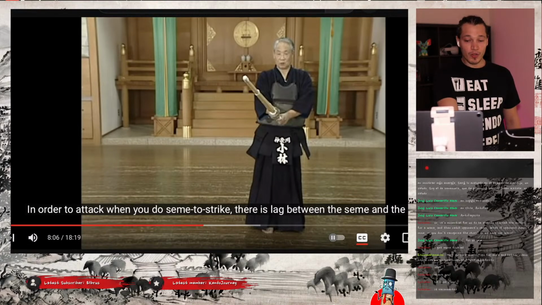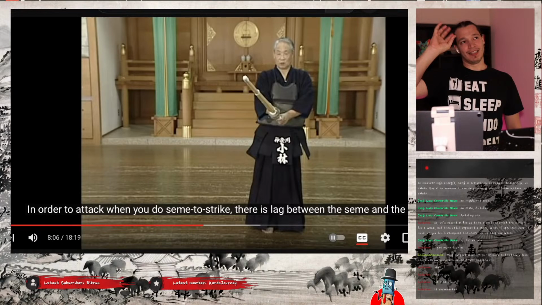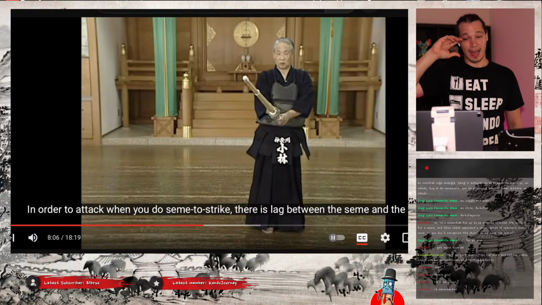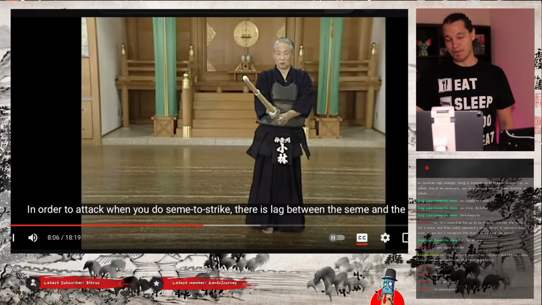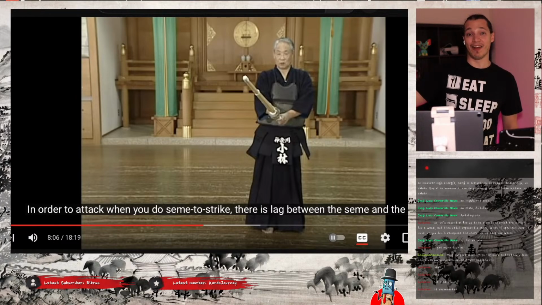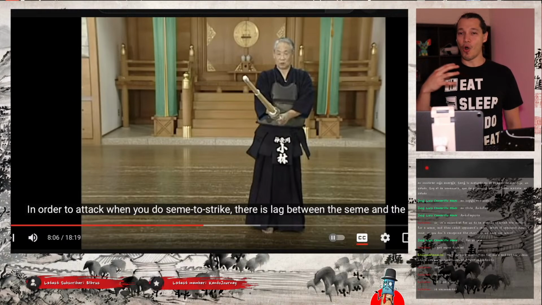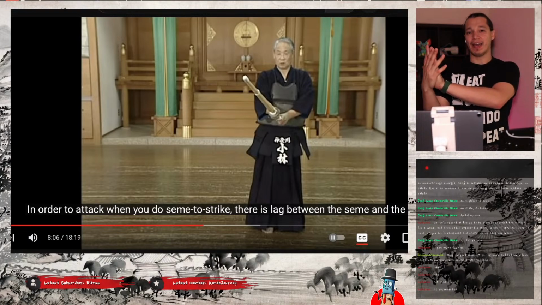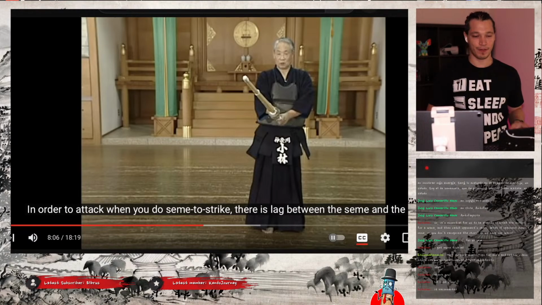Okay, in order to attack, when you do seme to strike, there's a lag between seme and then attack. And oh my god, this just flipped the switch in my brain. This lag is that moment where you think that you're doing tame, right? Because you're coming in, you're doing a motion, and you're waiting for that reaction. But there's a lag, right? Because you go in there and then you wait. So you're not really holding yourself back for that reaction. You're waiting, and it's a big difference. It's a little detail, but a big difference.